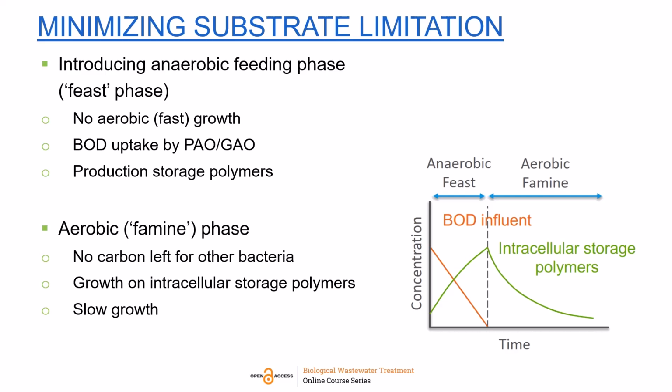Next comes an aerobic phase. This is a famine phase, given that there is no carbon left for other bacteria than the PAO and GAO. So the PAO and GAO grow on intracellular storage polymers, which is a slow growth and not diffusion limited.